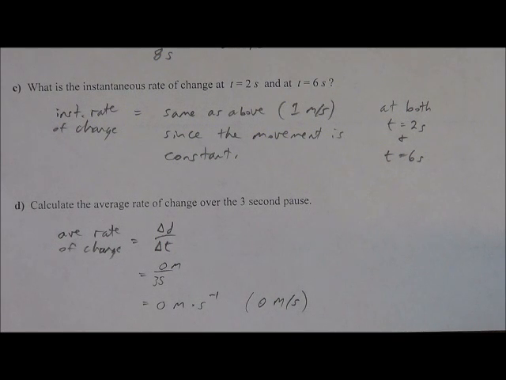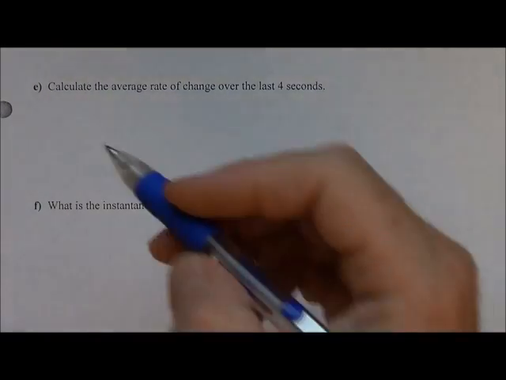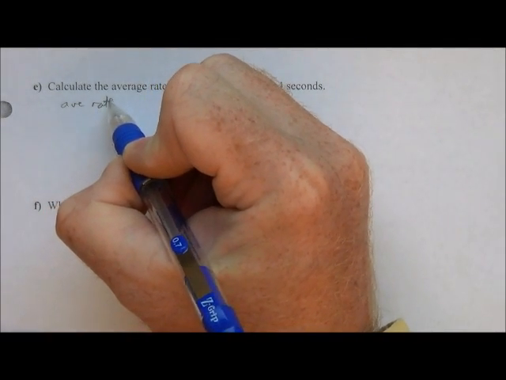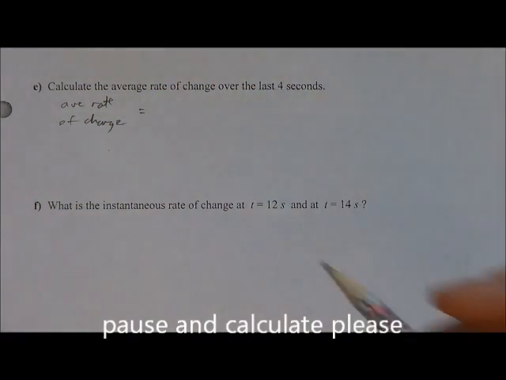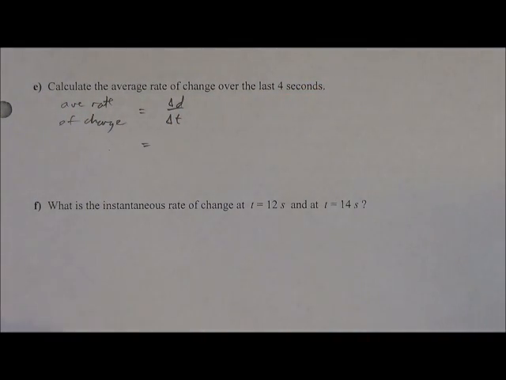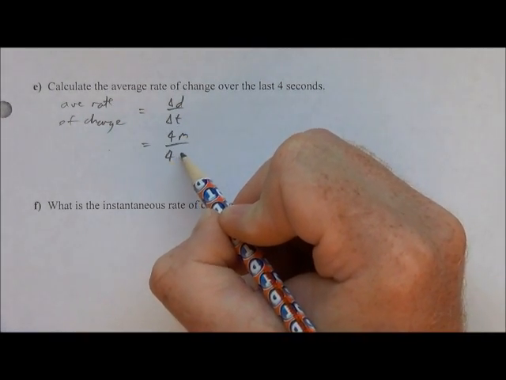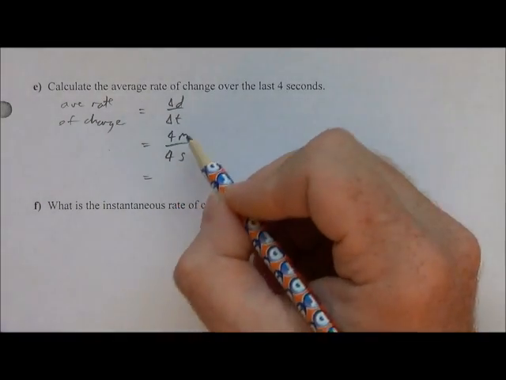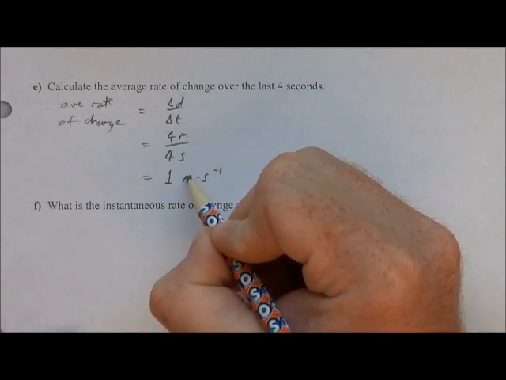Okay, so now let's take a look at this next part here. We want to now calculate the average rate of change over the last 4 seconds. And so that is delta d over delta t again. We know that the change in distance is going to be 4 meters. Change of time is going to be 4 seconds, as outlined in the description. And you do a little nifty dividing in your head, hopefully, and we get 1 meter per second.